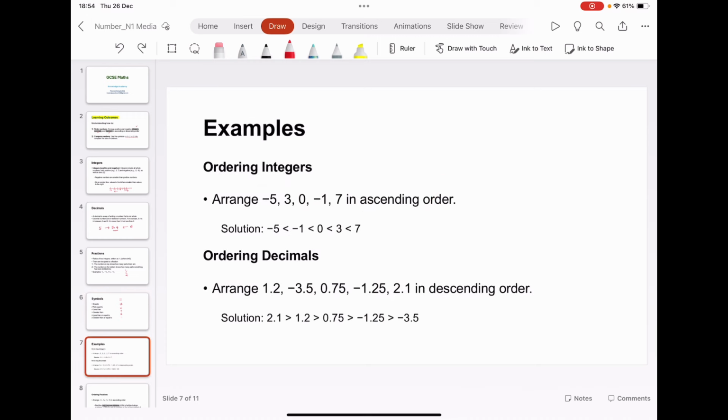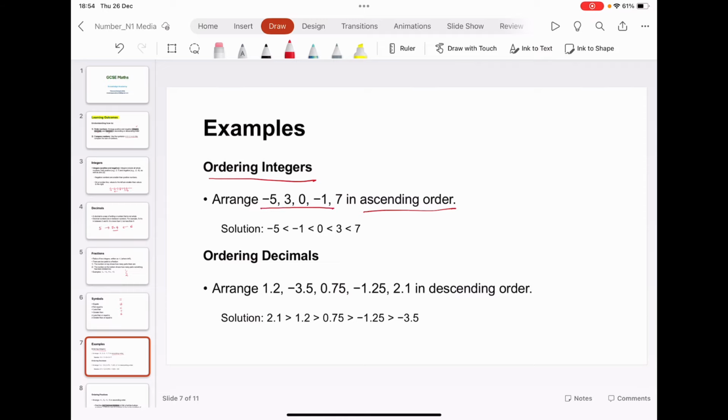Now let's see some examples of what we have learned. The first example we'll look at is ordering integers, that is arranging them in terms of ascending or descending order. But in this particular example, we will arrange them in terms of the ascending order, which means from the smallest number to the largest number.